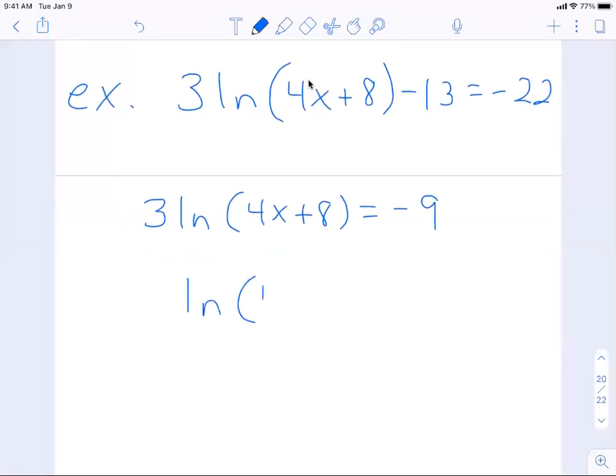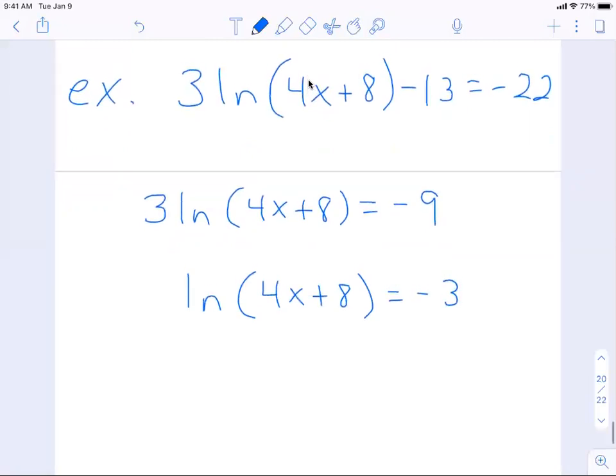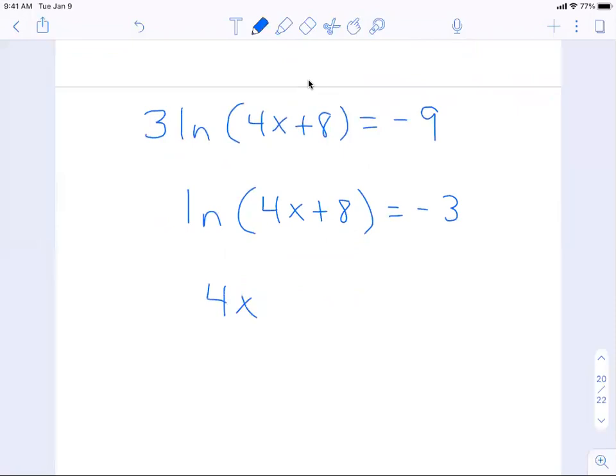I'm going to divide by 3. So I have the natural log of 4x plus 8 is equal to negative 3. Now I have the log part by itself, so I want to write it in exponential form. Remember, natural log means log base e, so there's like an imaginary e there. The e is going to move over and the negative 3 is going to move up. In exponential form that would be 4x plus 8 is equal to e to the negative 3rd.